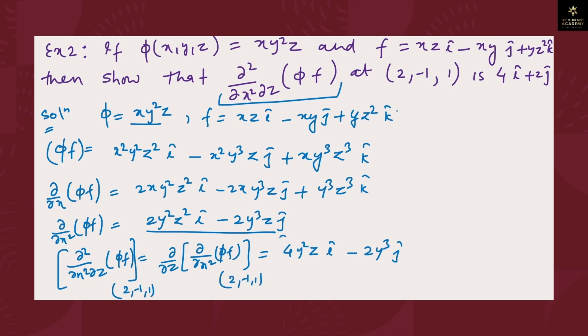So let us place the values of y and z in this particular expression: 2, -1 and 1. So this is equal to 4 into 1 into 1 i cap minus 2 into (-1) whole cube, so minus 1, into j cap. So this is equal to 4 i cap plus 2 j cap.